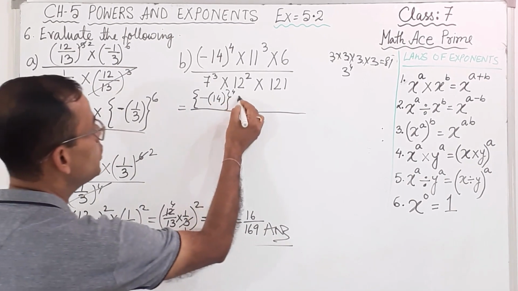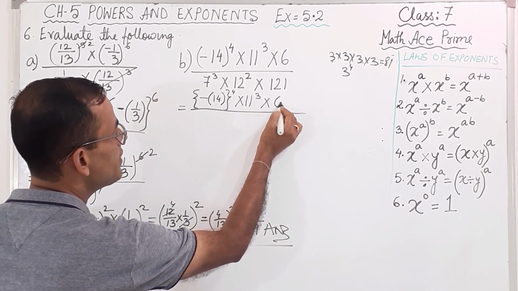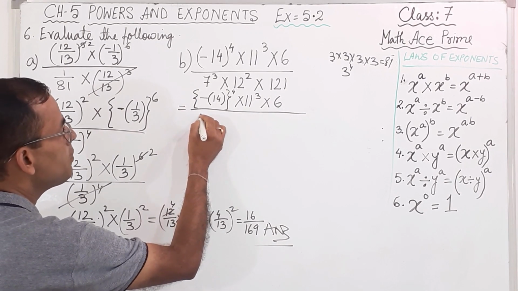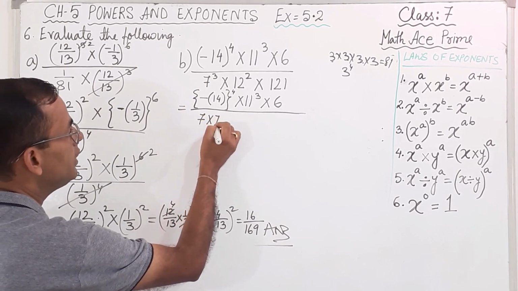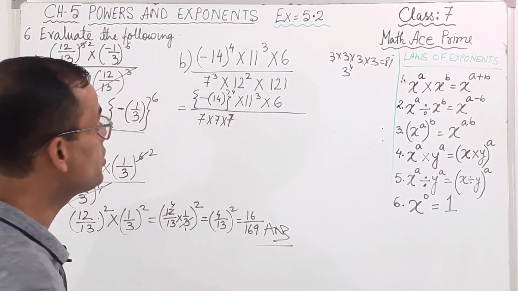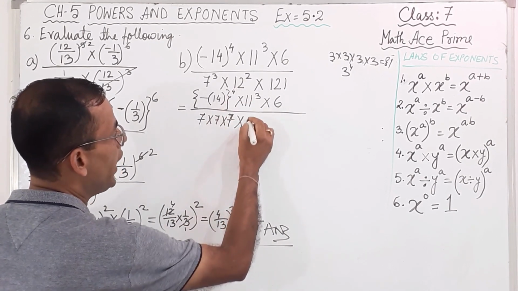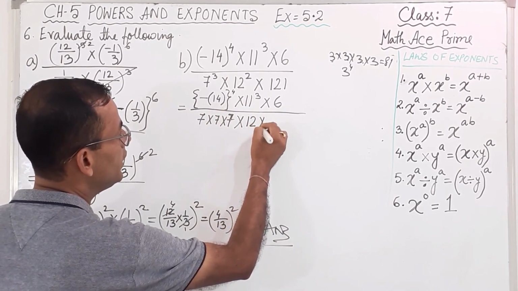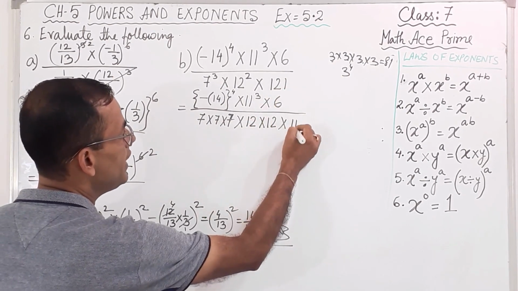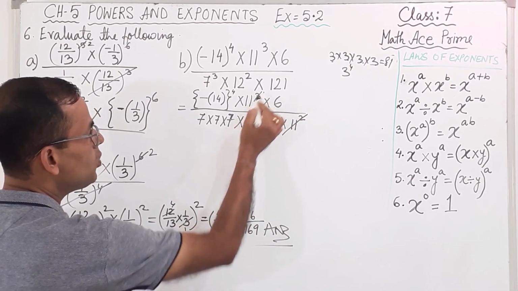Okay. Into 11 cube into 6, we will keep 6 only. Now 7 cube. So let us keep 7 into 7 into 7. I am breaking it. Now after that, here 12 square, I am breaking it into 12 into 12, 2 times. And then 121 means 11 square. Then what happens? 11 square and this cube cancel, so 1 is there.